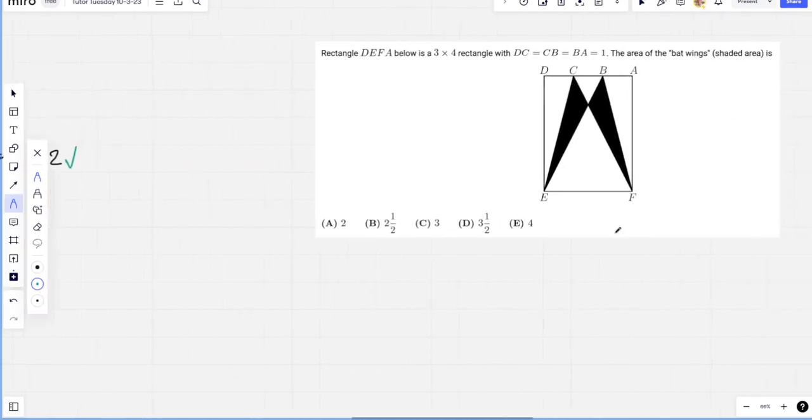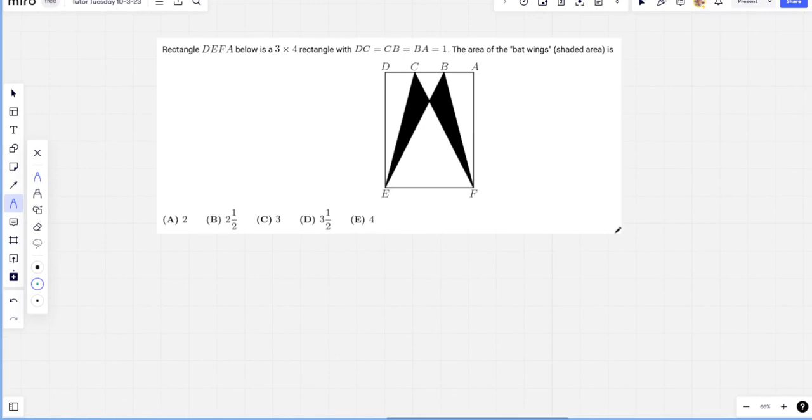Last problem that we've got for today is rectangle DEFA from, what was it, the AMC 8. Whew. Looks kind of tricky. Rectangle DEFA below is a 3 by 4 rectangle. I'm guessing this is the 3 and this is the 4, with DC equals CB equals BA equals 1. 1, 1, 1. The area of the bat wings is what?